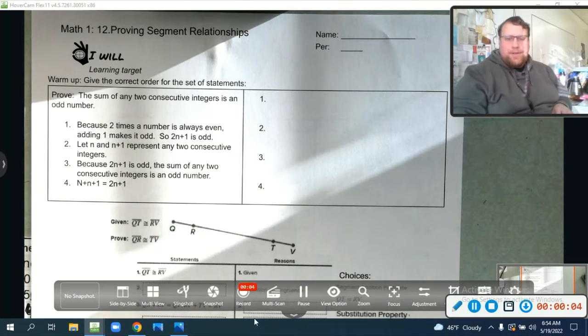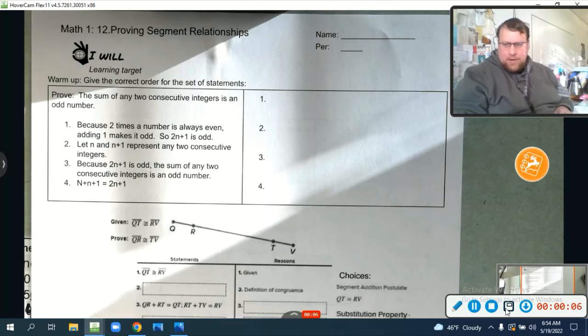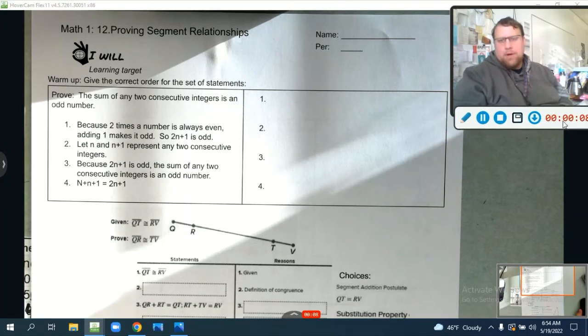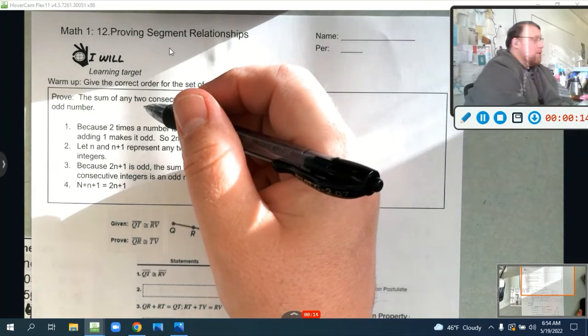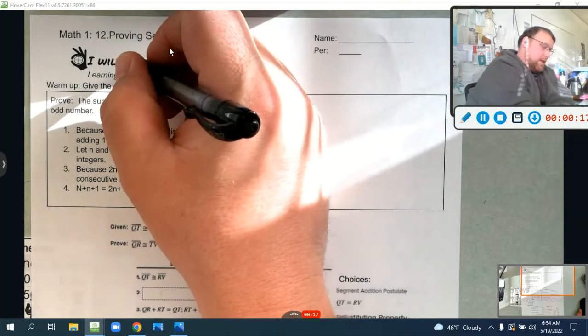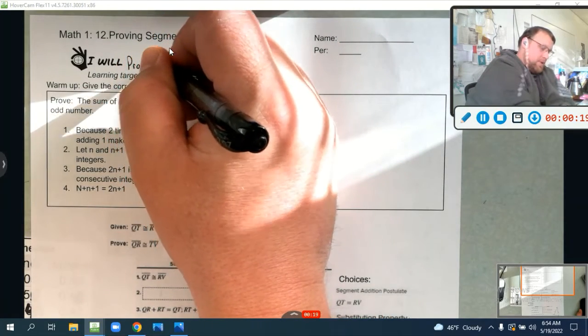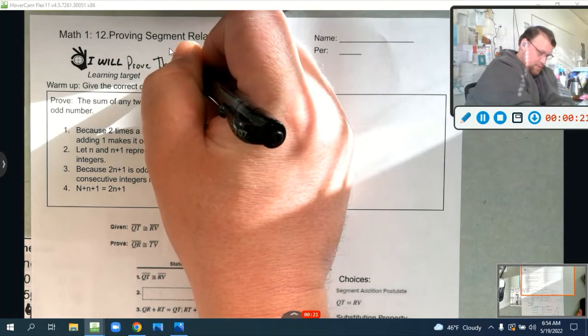All right, let's do this. Let me get some stuff out of the way. We are going to talk about proving segment relationships. And you know what your learning target is today? It is, I will prove theorems about line segments.